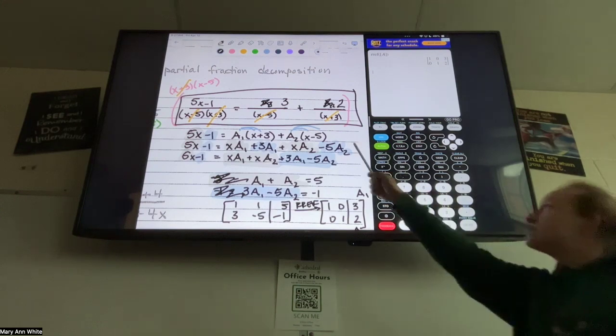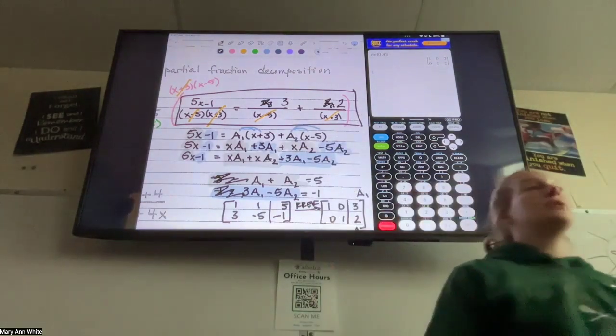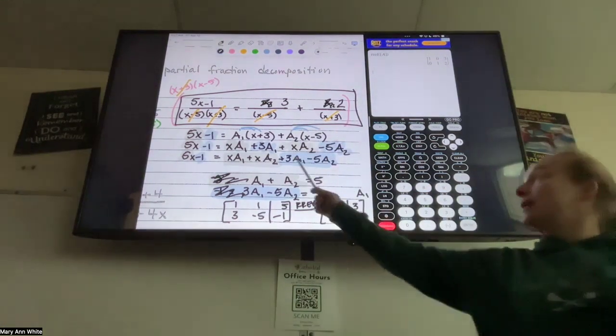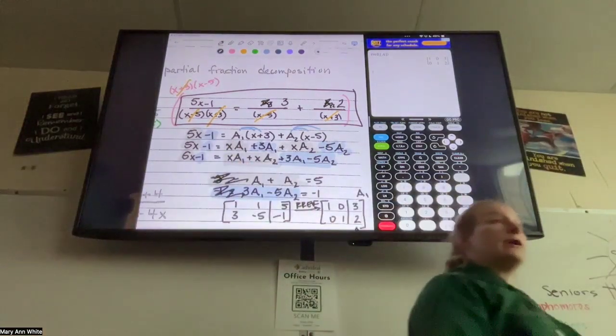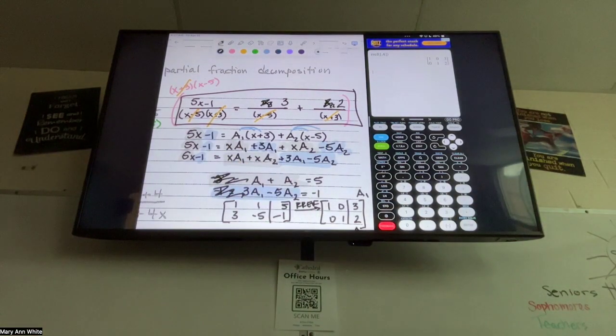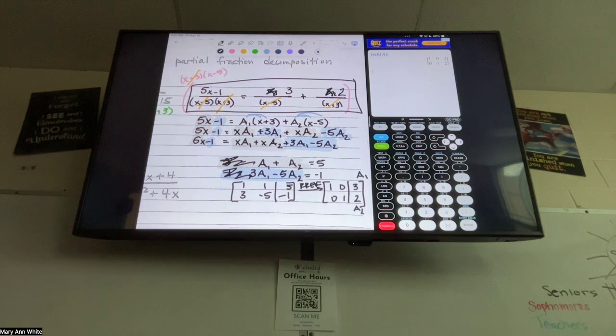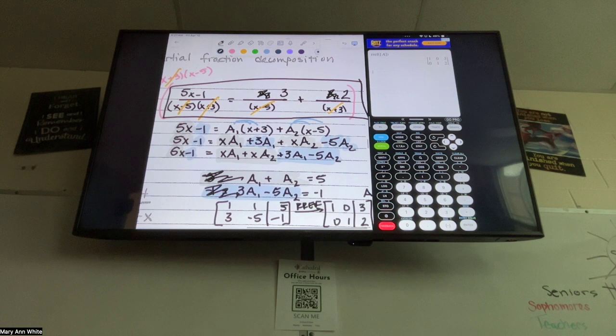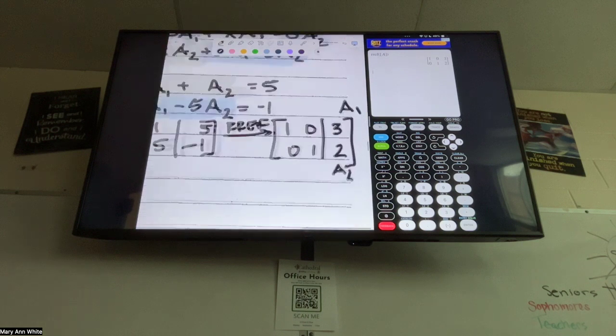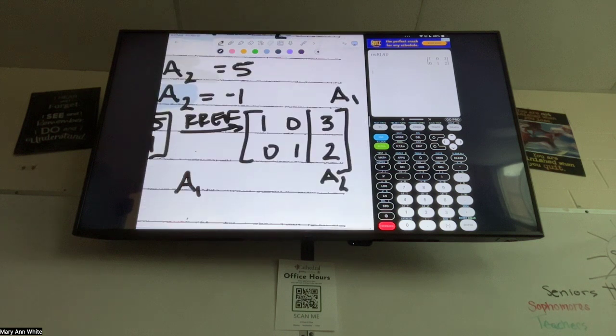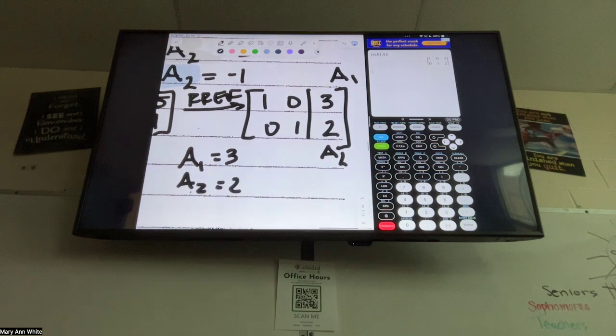3 over x minus 5 plus 2 over x plus 3 would give me 5x minus 1 over x minus 5 times x plus 3. And we could solve that out to prove it. I don't need you to do so. I'd argue that we've already done enough, but that is what it actually evens out to. I would write my answer like a1 equals 3, a2 equals 2. And honestly, you could probably even just leave it in that matrix form.